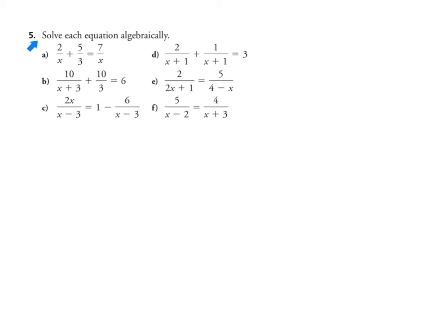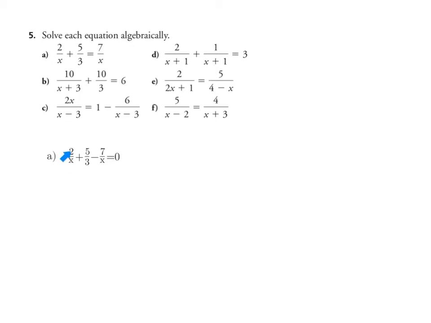All right, number 5, solve each equation algebraically. All right, well, I know to bring this 7 over x to the left. Now, I'll keep reminding you guys, there are definitely other ways to solve this. I guarantee it, but I'm just going to stay consistent. I'm just going to keep bringing things over to the left by subtracting them. And it's one way that you can just consistently solve rationals, all right?